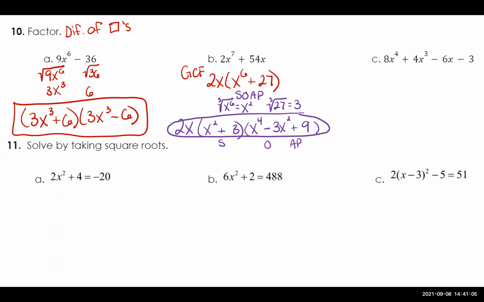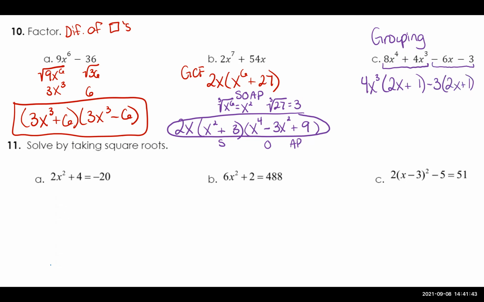Part C, we have 1, 2, 3, 4 terms. When you have 4 terms, you have to factor by grouping. So 4 or more, you're forced into grouping. So you want to pick 2 groups that have GCFs. So this first group looks like it would have a GCF of 4x to the 3rd. When I took out that 4x to the 3rd, I would be left with 2x plus 1. The second group has a GCF of a negative 3. When I take out a negative 3, I am left with 2x plus 1.